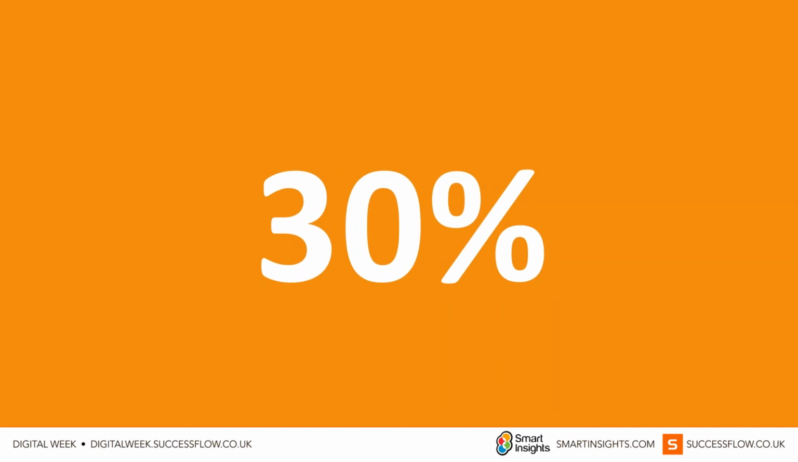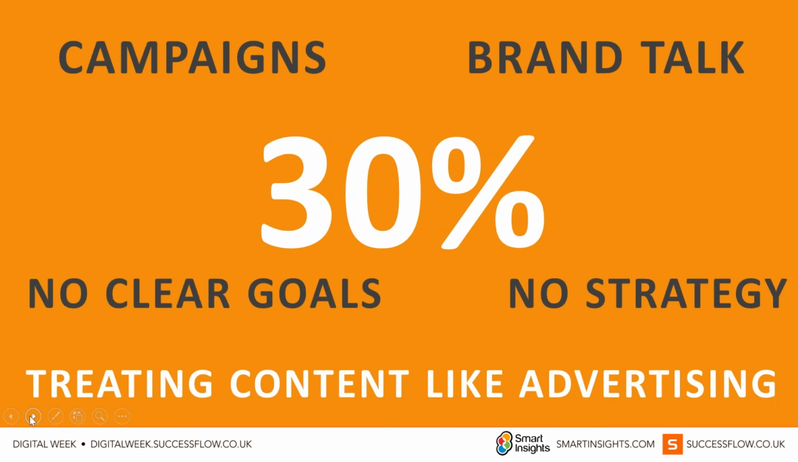So when we ask the same people, the 9 out of 10 that are doing some form of content marketing, only 3 out of 10 say that they're actually successful at content marketing, and this is tragic, and we need to do a better job than this. Well, what are the reasons? Why are we only successful at a 30% rate?